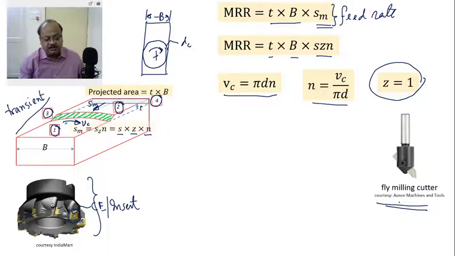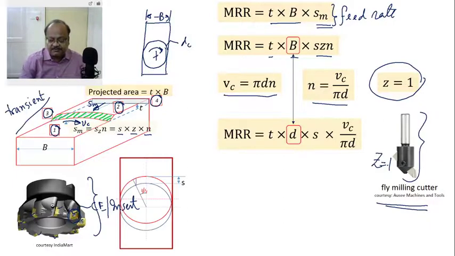When you do not have a face milling cutter of a particular size, then you can use an HSS insert, HSS cutting tool, or even a carbide cutting tool, and build your own fly milling cutter like this, where Z is becoming 1. So with this simplification, what happens? This B gets replaced by D. Why does it get replaced? Because you have this situation or you have this situation.